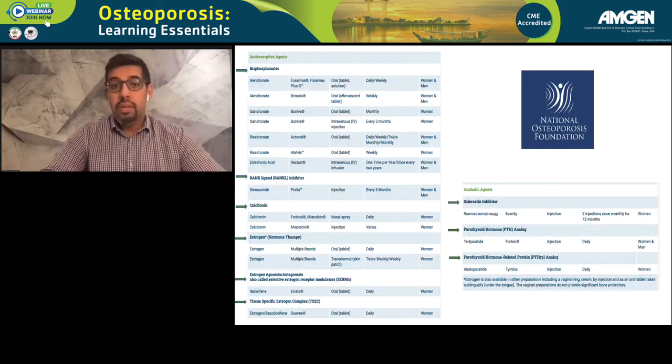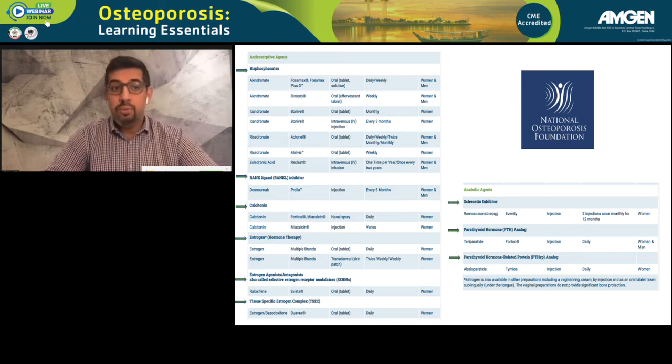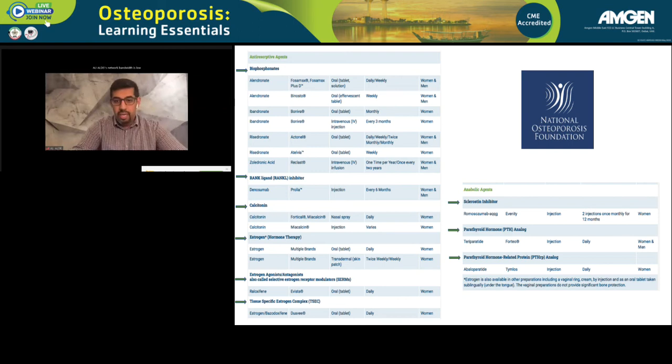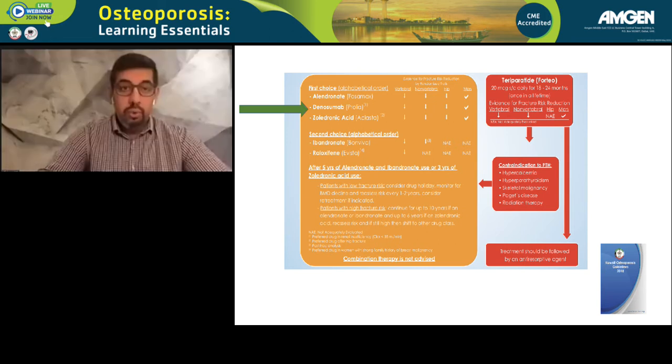Other medications, rather than calcium and vitamin D, there are many agents that can be used for osteoporosis, either anti-resorptive agents like bisphosphonate, RANK ligand inhibitors such as denosumab, calcitonin, hormonal therapy or estrogen, a soft tissue estrogen, a growth inhibitor, which is a new drug that's been approved by the FDA, and a parathyroid analog or PTH analog as well. So let's just stick with the Kuwaiti guidelines. The first choice here is by the alphabetic.